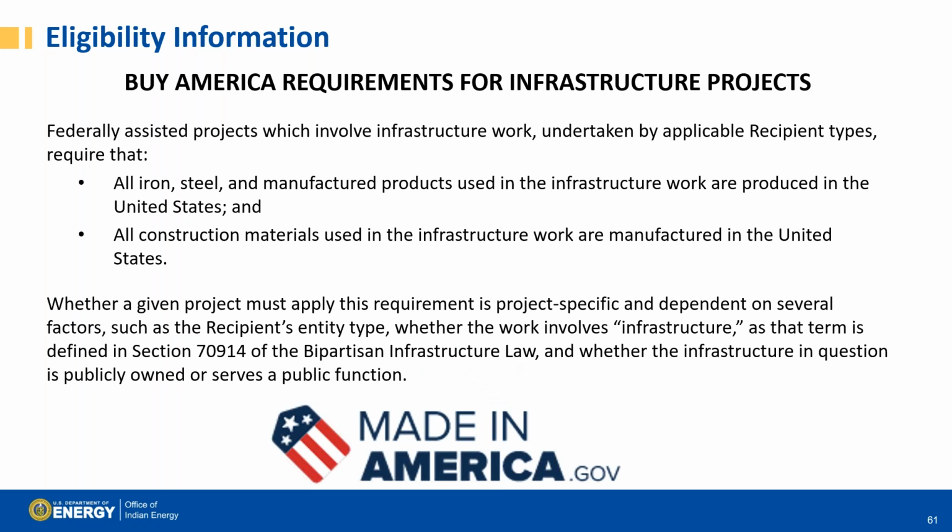I did want to bring to your attention a relatively new requirement, the Buy America requirement we mentioned earlier, which basically says that federally assisted projects which involve infrastructure work undertaken by applicable recipient types require all iron, steel, and manufactured products used in infrastructure work to be produced in the United States. All construction materials used in the infrastructure work must also be manufactured in the United States. Whether a given project must apply this requirement is very project specific. It's dependent on a number of factors, such as the recipient's entity type, whether the work involves infrastructure, as that term is defined in Section 70914 of the Bipartisan Infrastructure Law, and whether the infrastructure in question is publicly owned or serves a public function.